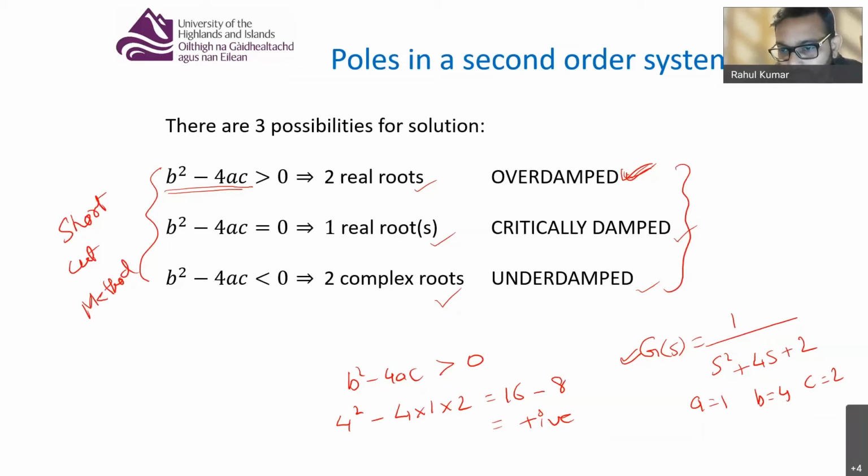Or if you know the value of the poles and zeros, the poles of a second order system, again you can decide. Based on the value, if you get two real poles, it is definitely going to be overdamped. If it is only one real pole, it will be critically damped. And if it is two complex poles, the system will be underdamped. Okay.